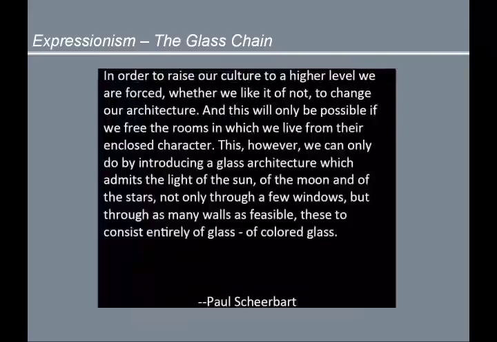One person not on that list is Paul Scheerbart, and he was an artist also involved. This is what he says. In order to raise our culture to a higher level, we are forced, whether we like it or not, to change our architecture. And this will only be possible if we free the rooms in which we live from their enclosed character. This, however, we can only do by introducing a glass architecture, which admits the light of the sun, of the moon, and of the stars, not only through a few windows, but through as many walls as feasible. These to consist entirely of glass, of colored glass.